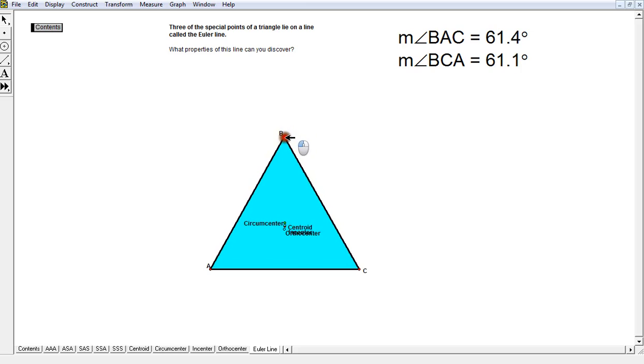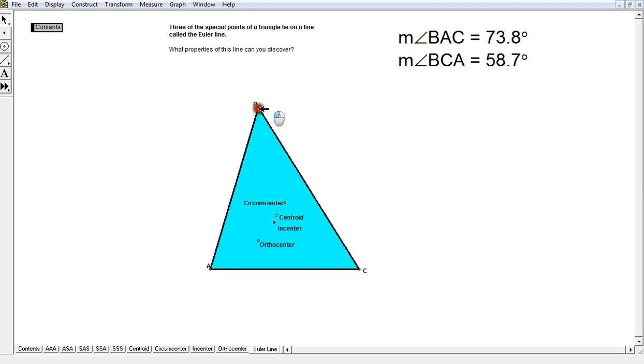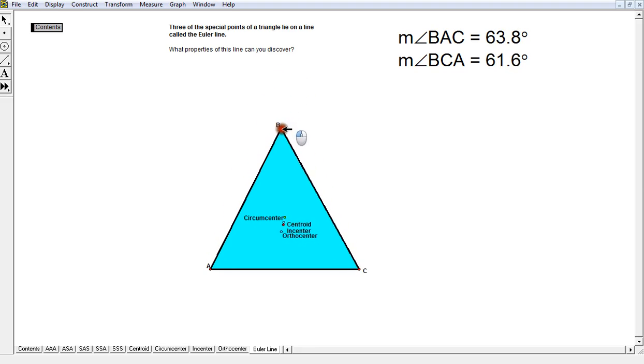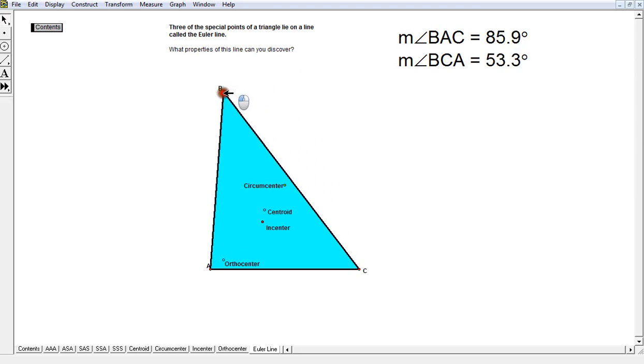I'm trying to squeeze these points together, but at the same time I'm looking at those angles posted up there. It's really difficult. It's so sensitive. So hopefully you can see I've gotten really close to 60, 60, and 60. I've given up right now on this very sensitive piece of software. But when the triangle is equilateral, we have all 4 points on top of each other.